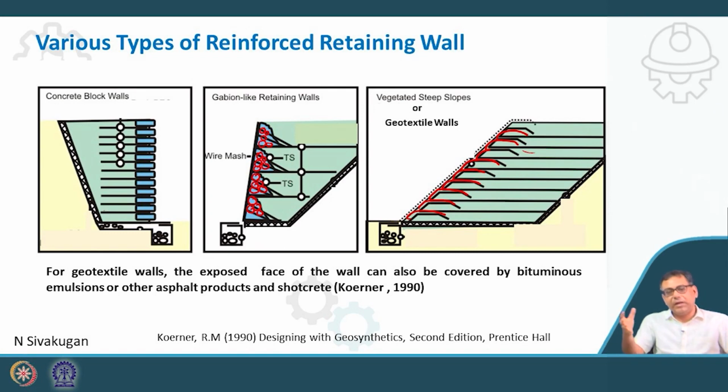Either you can make it a huge gravity wall, where the weight will give you the stability, or you can provide the reinforcement. Here we will provide geosynthetic reinforcement, either geogrid or geotextile, and then we can make a steep slope or wall where this reinforcement will take the load or the stress. These horizontal reinforcements are placed into the soil.